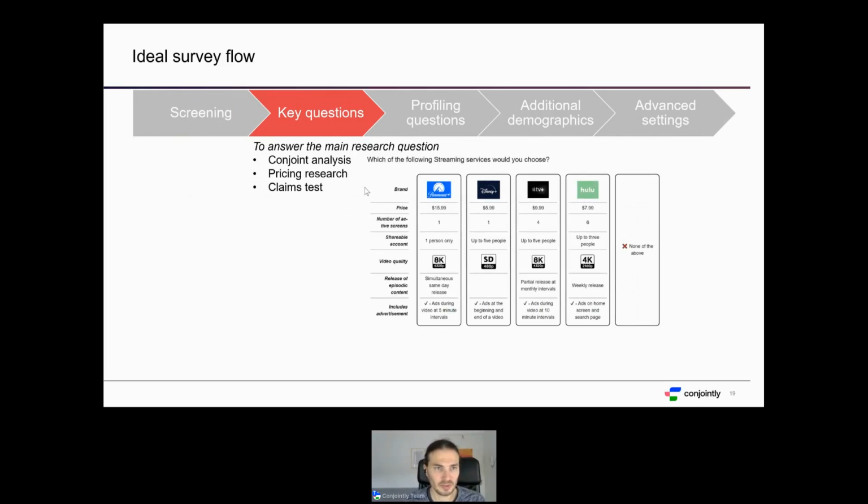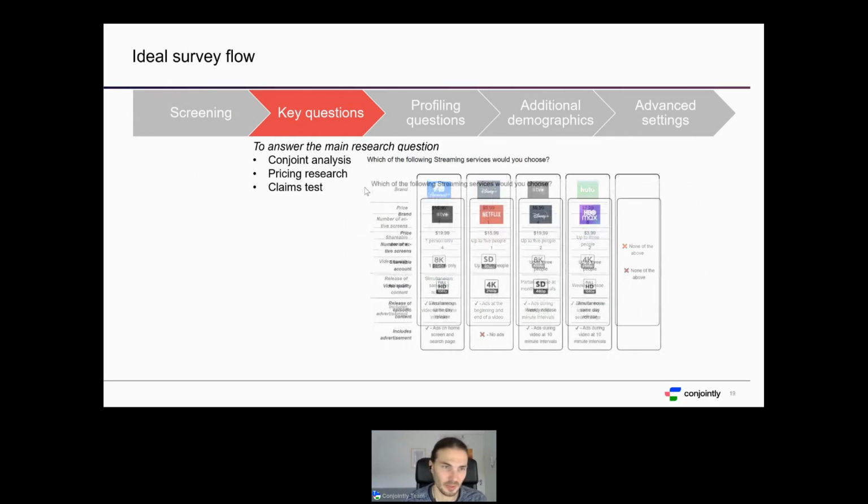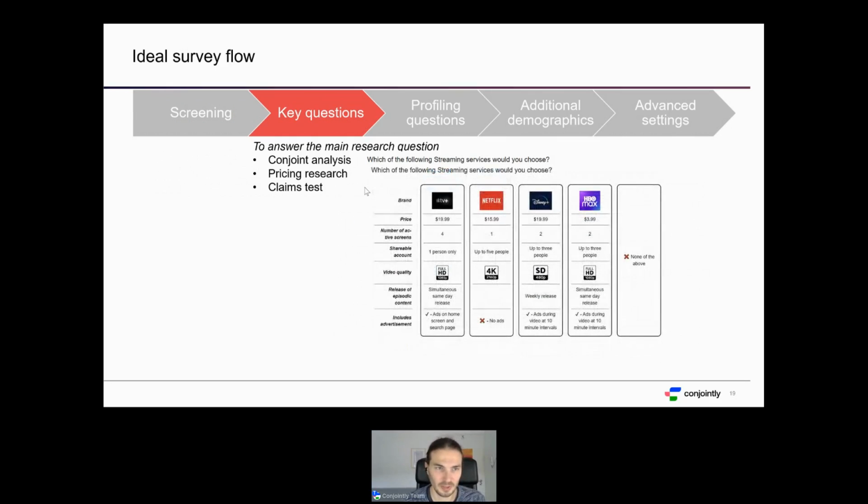So which of the following streaming services would you choose? And in this case, I got the offer between Paramount Plus, Disney Plus, Apple TV Plus, wow, they really like their pluses, and Hulu, for different prices with different options about shareable access, number of active screens, video quality, and so on. Yeah, so these are the attributes. The attributes can be seen on the left, and we already see variations of the levels basically in every column. Again, they don't just answer this once or twice, they answer this roughly 12 times.